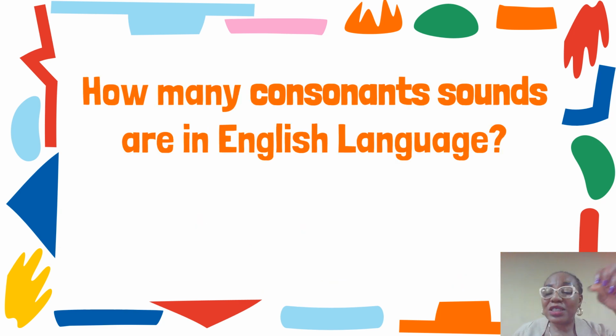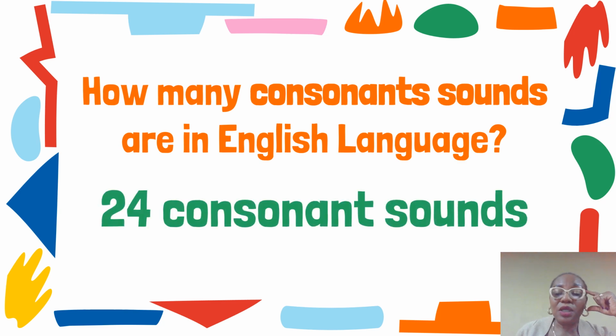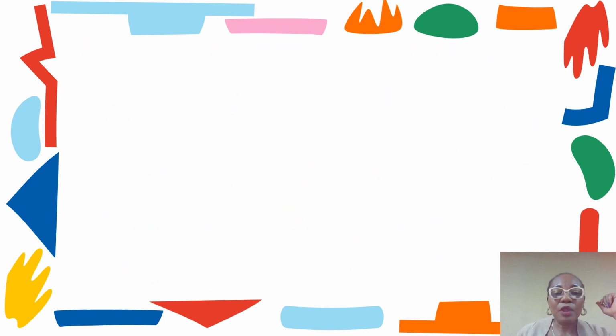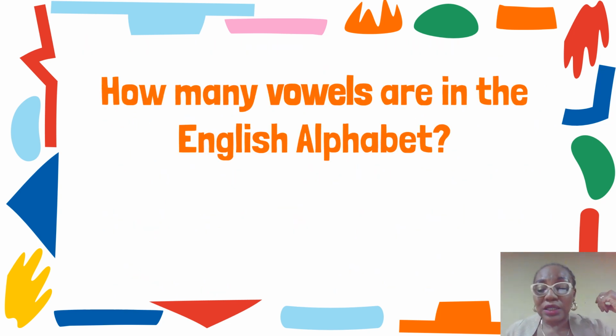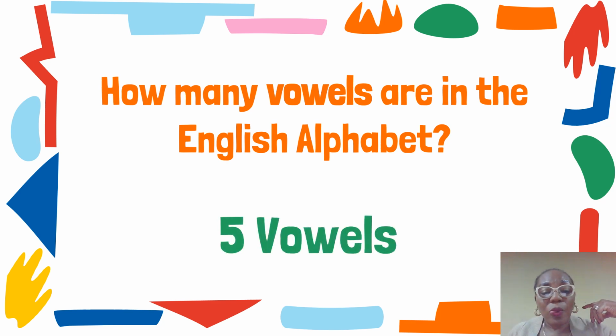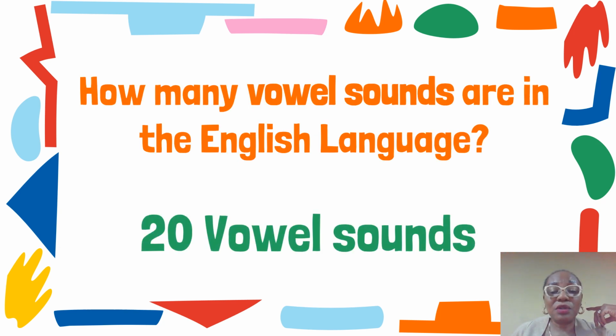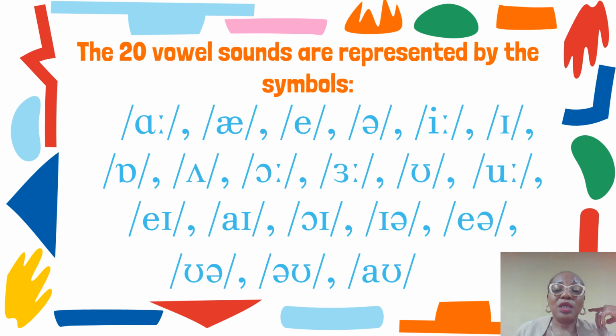Now, how many consonant sounds are in English language? Notice I said consonant sounds now. How many are they? Do you know? There are 24 consonant sounds. And these are the consonant sounds represented by their IPA symbols. Now, how many vowels are in English language? 5. And these 5 vowels together represent how many vowel sounds? 20. These are the vowel sounds represented by the 5 English vowels.